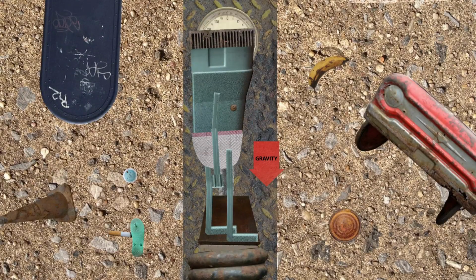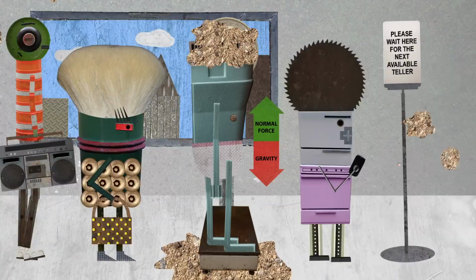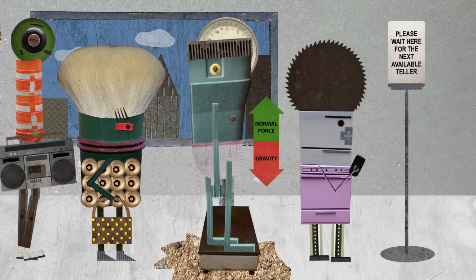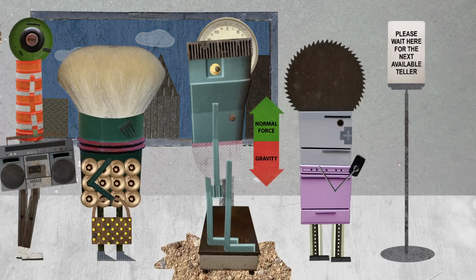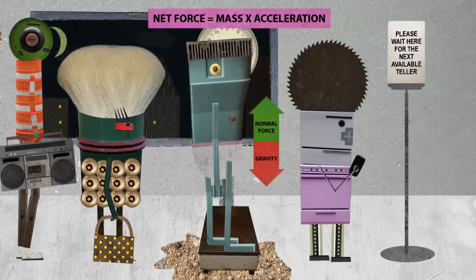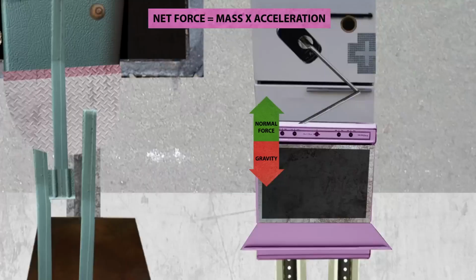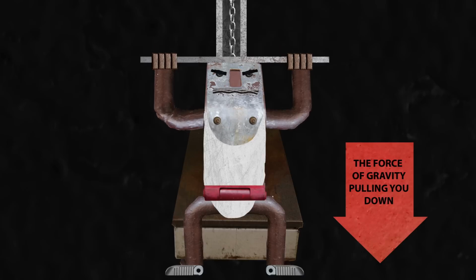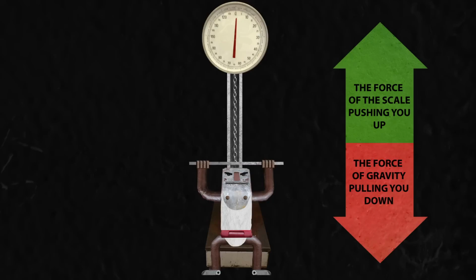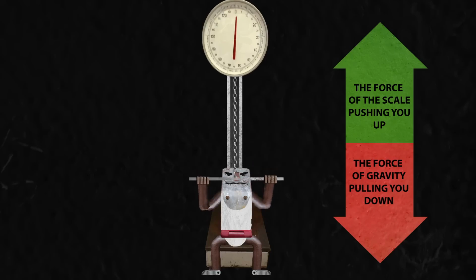This upward push is called the normal force. And yes, it is normally there. Since you're just standing there on the scale, you're not moving. Therefore, you're not accelerating. Newton's second law of motion, net force equals mass times acceleration, tells us that if the acceleration equals 0, the net force must equal 0, which means that the force of gravity pulling you down must be equal to the force of the scale pushing you up.